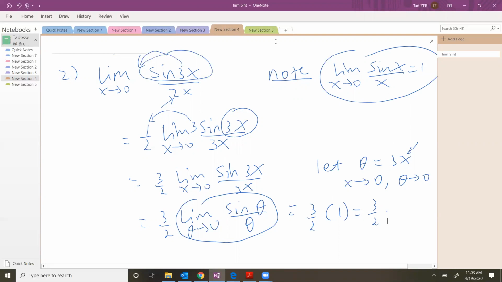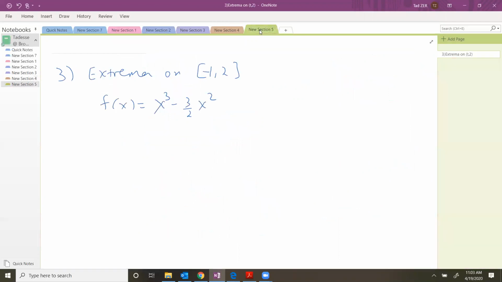All right, let's see the third example, which says find the absolute extrema for the function f of x equal to x cubed minus 3/2 x squared on the interval -1 to 2. If you remember, we have what is called the extrema theorem on a closed interval, which says if you have a function continuous on a closed interval, then we have a maximum and a minimum. This is a polynomial, therefore it's continuous. So we have for sure a maximum and a minimum. We have, but how do we find it?